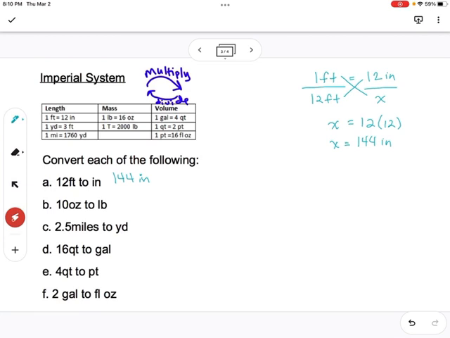Okay, so the more simple way to approach this is if you're going from your units on the left to your units on the right, you're multiplying. And if you're going from the units on the right to the units on the left, then you'll be dividing. So here we were going from feet to inches, which means multiplying, and that's where we got our 12 times 12.